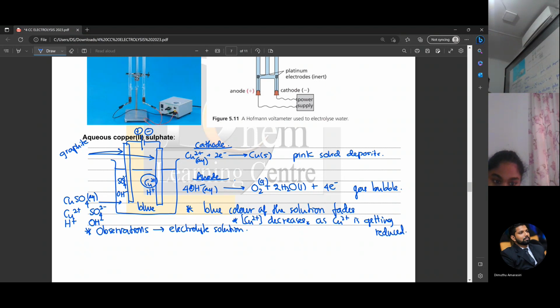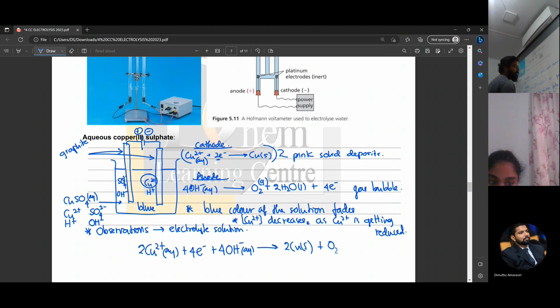And I saw one person has tried getting an overall reaction. That's a very good attempt. You multiply by that 2 because you have 2 and write like this. 2 copper 2 plus aqueous, right? 4 electrons. This explains a lot of things because this is the overall reaction that happens in the solution. You get 2 copper solids plus oxygen gas plus 2 water plus 4 electrons.